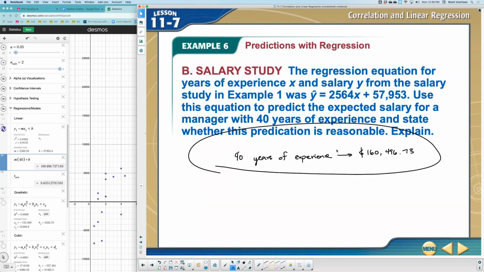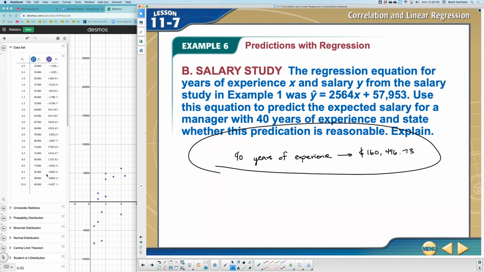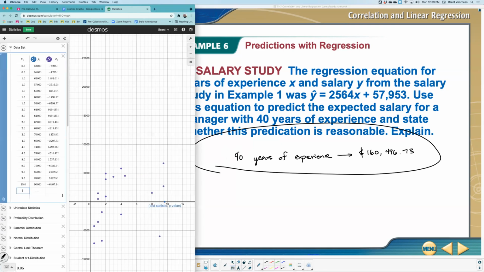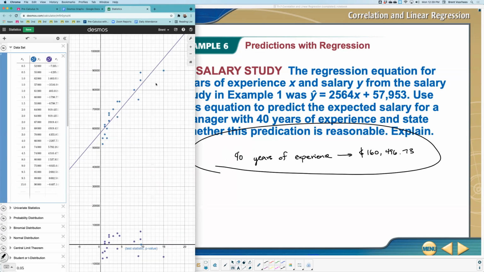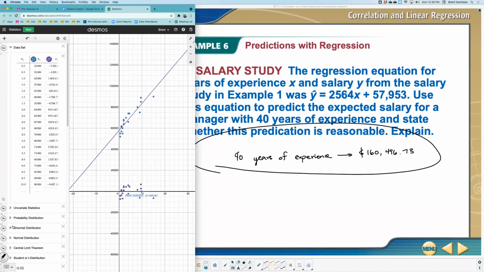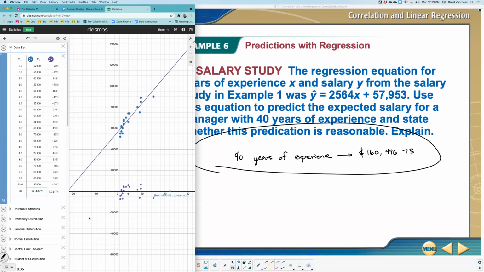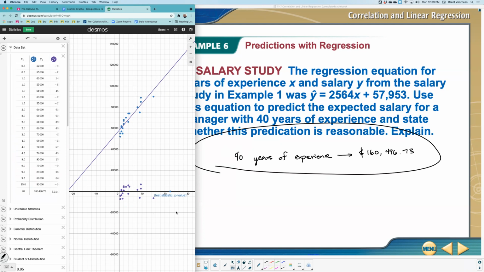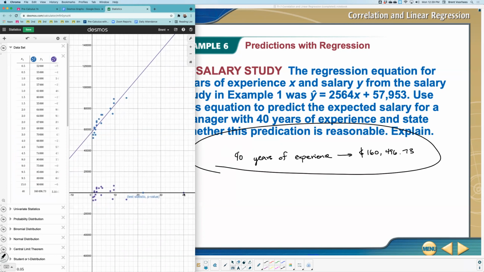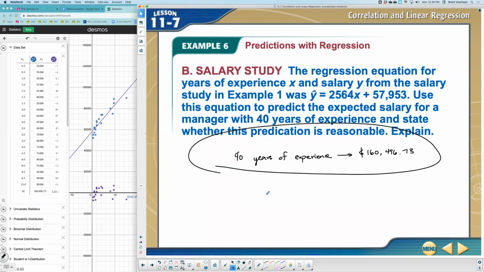Now that's a great salary. I would love to make that salary. I don't, but it would be fantastic if I did. I'm going to try this. Let me come back here and zoom in on this data properly. So if I wanted to say, does that seem like it's increasing at the right amount? Well, here is 40 and 160,496.73. If you check that value out compared to the residual, you'll see that that is right along the prediction.